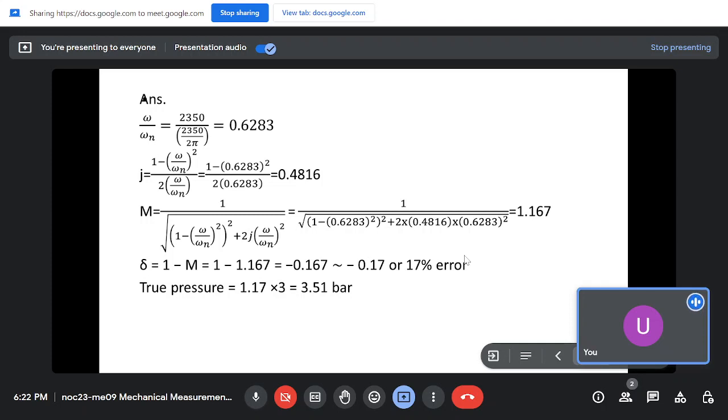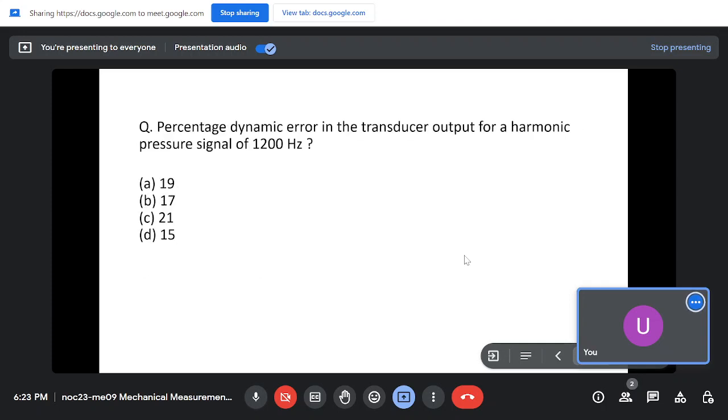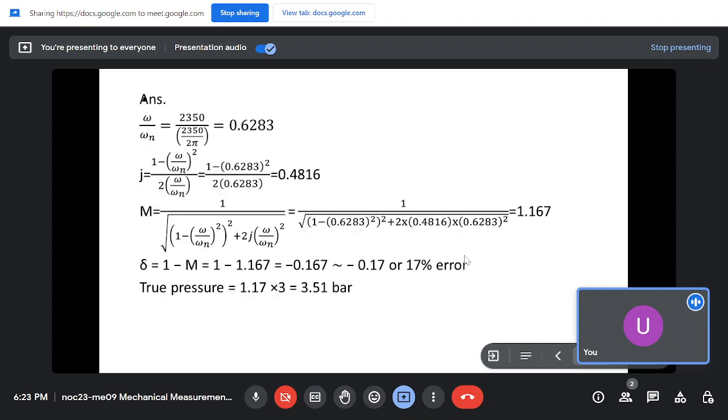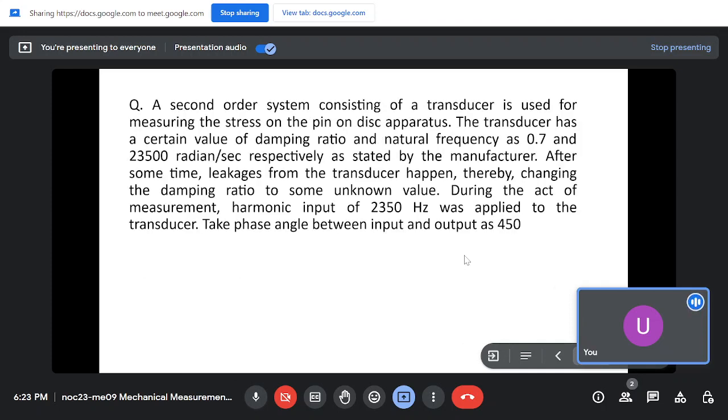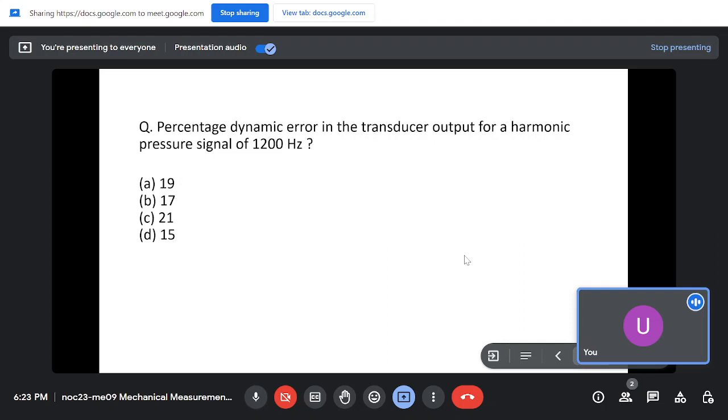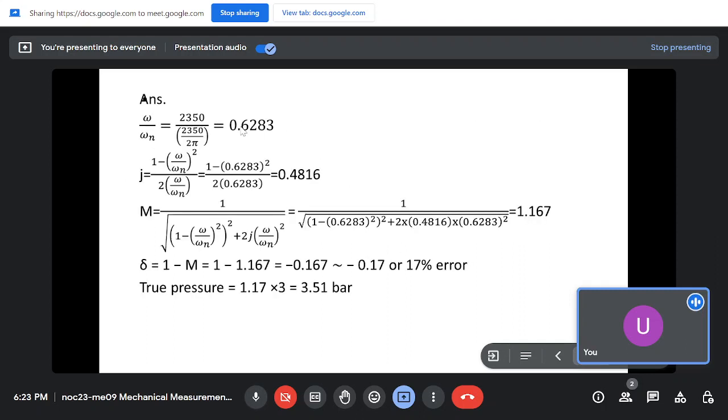We know the frequency used for measurement is 2350 Hz, and the natural frequency is given as 23500 radians per second. So 23500 divided by 2 pi gives us the value in hertz, and when we substitute, the ratio omega by omega n is 0.6283.